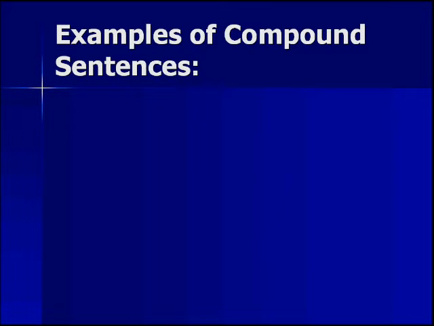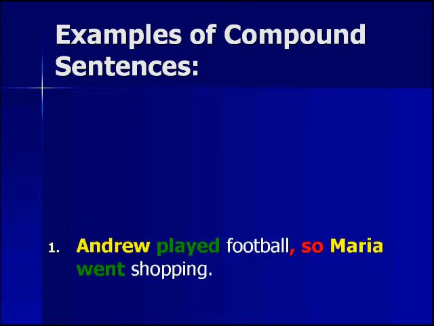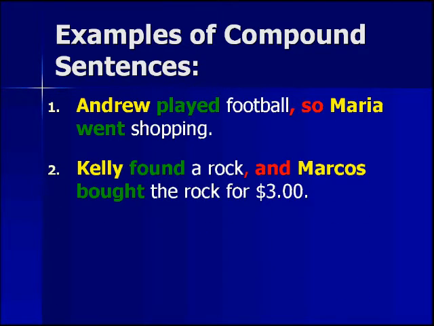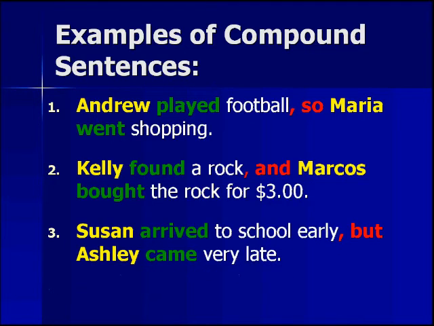Examples of compound sentences. Number 1. Andrew played football, so Maria went shopping. Our coordinator is so. Number 2. Kelly found a rock, and Marcos bought the rock for $3. Our coordinator is and. Example number 3. Susan arrived to school early, but Ashley came very late. Our coordinator is but.